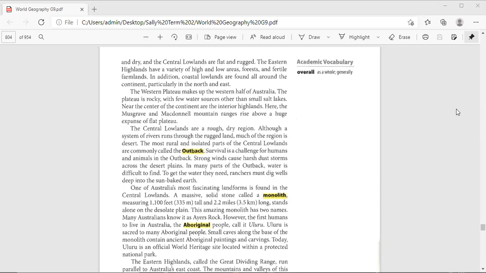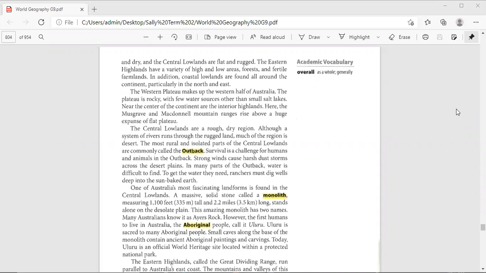So as we can see from what we're reading, Australia has a dry climate. It has very few sources of water, and at the same time, it has a rugged or rocky nature with mountain ranges. So it's hard to survive there. Survival is a challenge for both humans and animals. Why is survival considered a challenge for humans and animals in the outback, especially? Who can answer this question, Hannah Yasser?